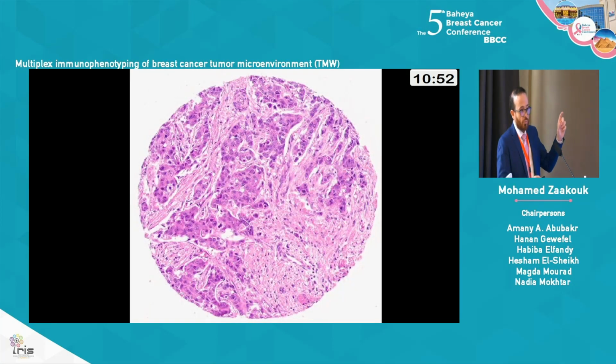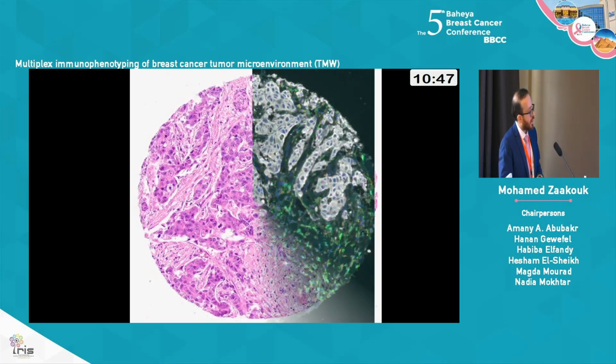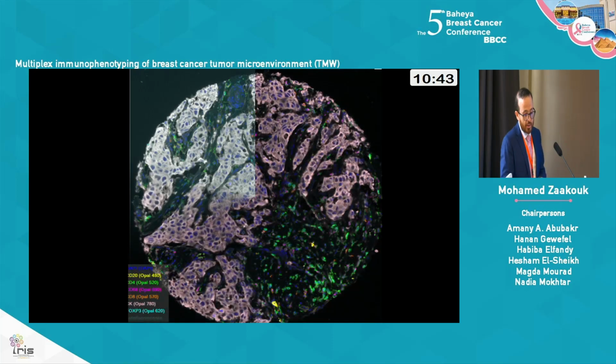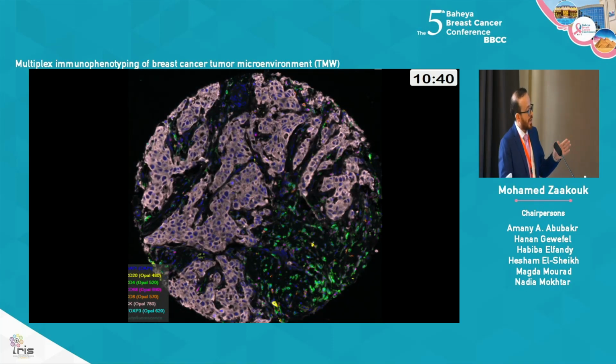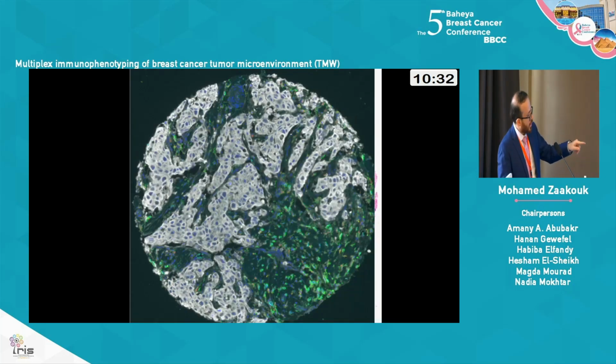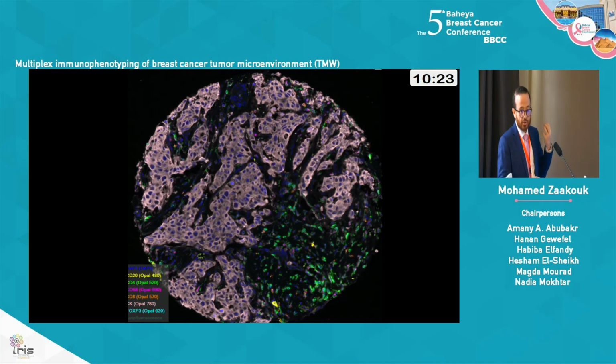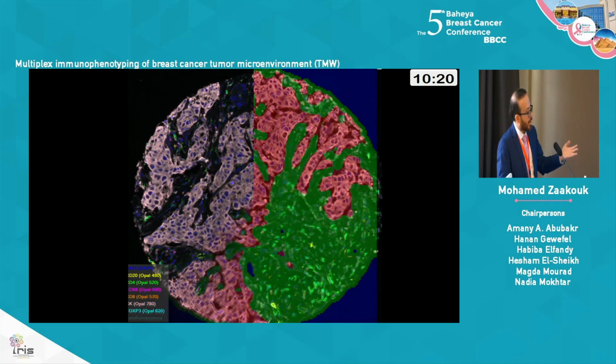This is an example of one of the punched out cores, or the cores of the TMA, and this is after it has been stained by multiplex immunofluorescence. And in this one, it has been transferred to the inForm software. The first step is called image preparation, where if we compare with the other one, you will find there is something like a gray background. This is the autofluorescence. In this one, it has been subtracted and the colors were applied.